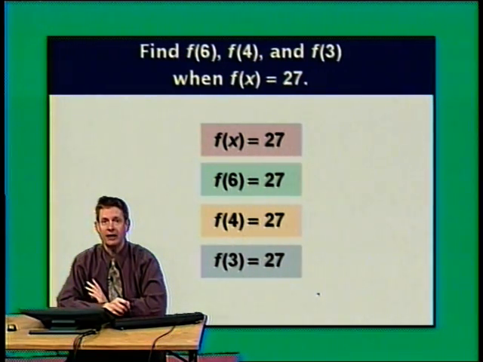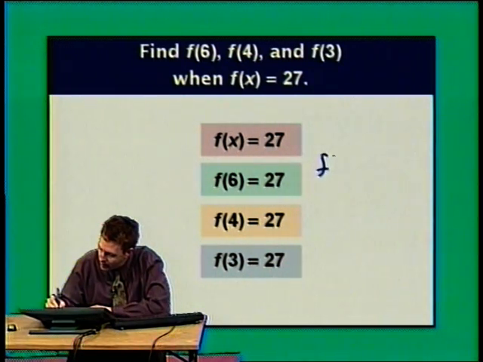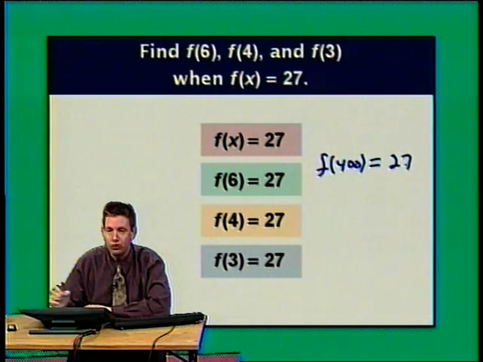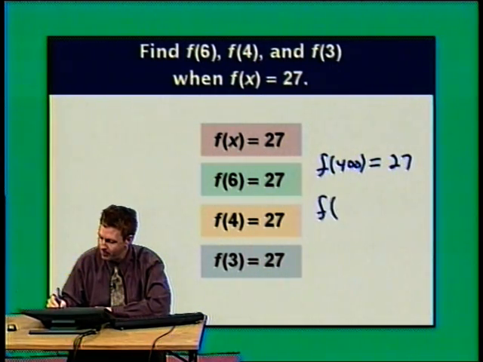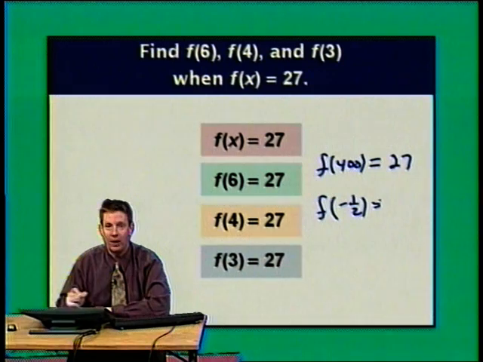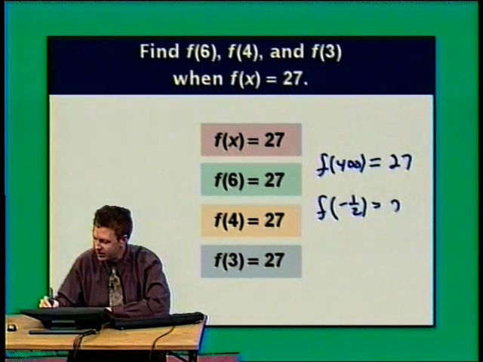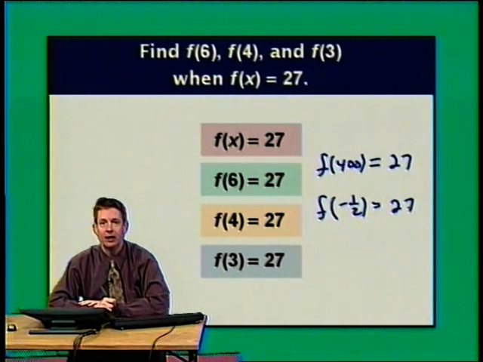So I think that I can go ahead and put in a couple more numbers. What if I input 400? Well, I can see my pattern. I'm going to get 27. What if I input -1/2? Well, I can see my pattern. The output's going to be 27. This type of function is called a constant function because the output is constant. No matter what number we input, the output is 27.